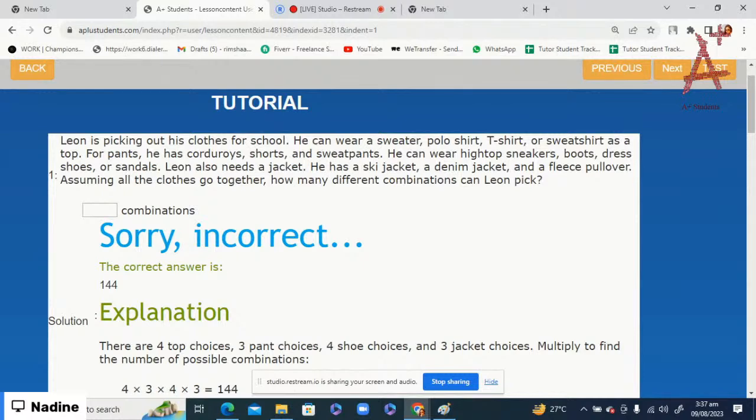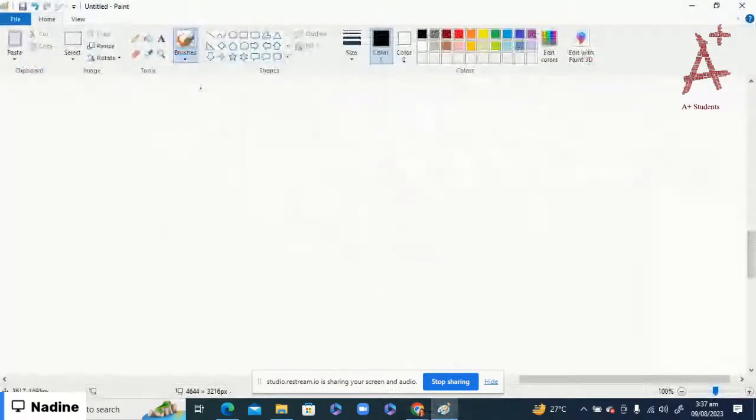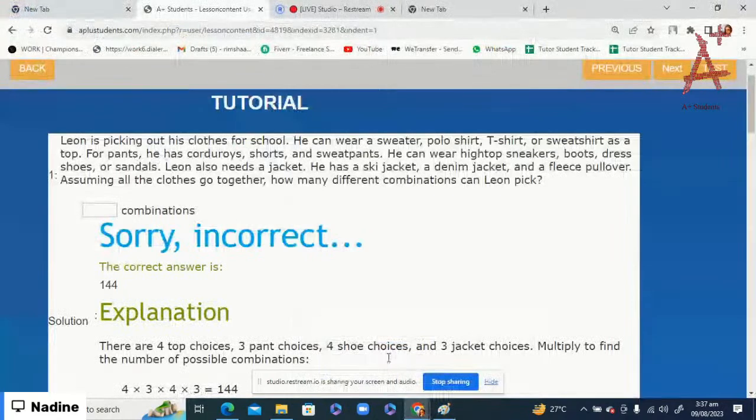One, two, and three. Now I'm going to write it out. For the top, it's four. For pants, it's three. For shoes, count it: sneakers, boots, dress shoes, or sandals, it's four.